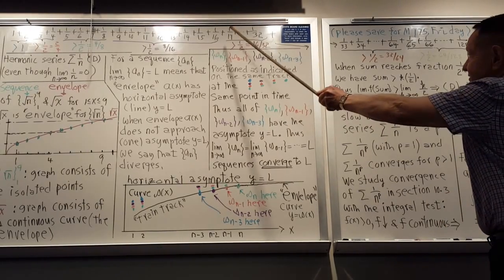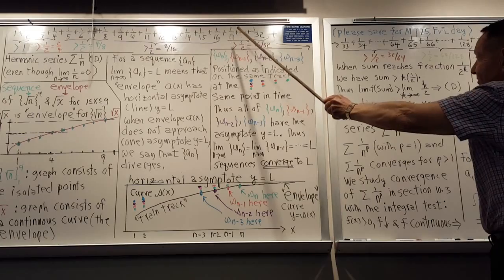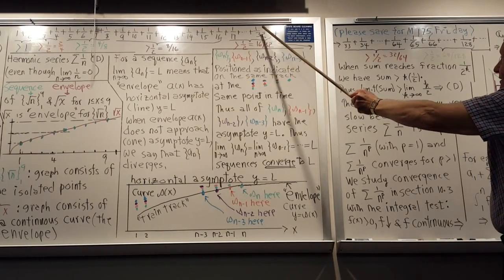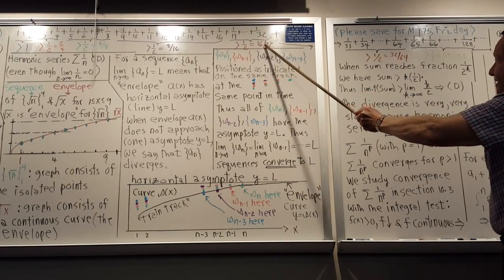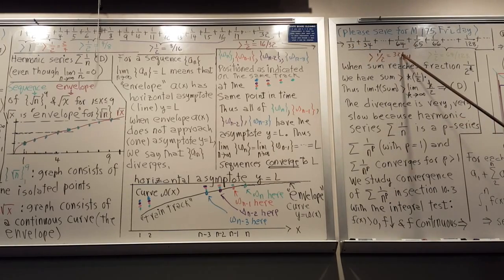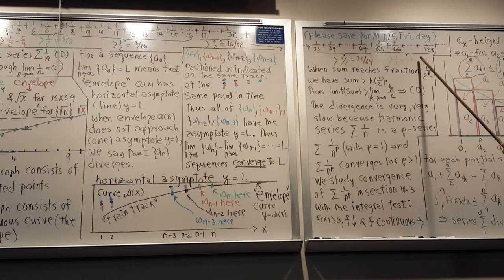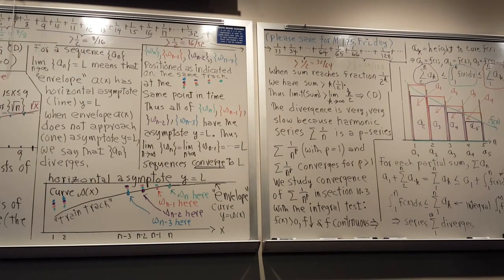And then 17 through 32, there's 16 terms there. So it's more than 16 32nds. And then this one is more than 32 64ths. And this is more than 64 over 128.